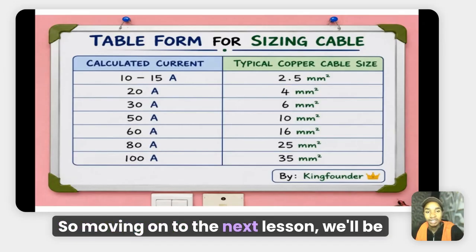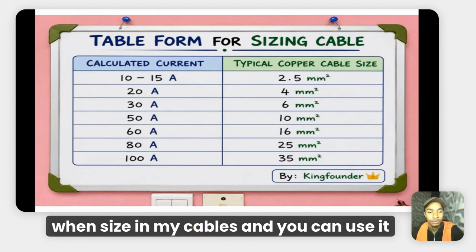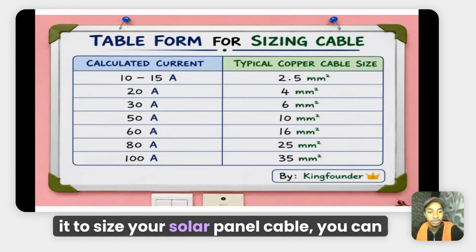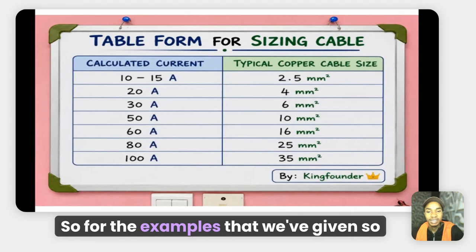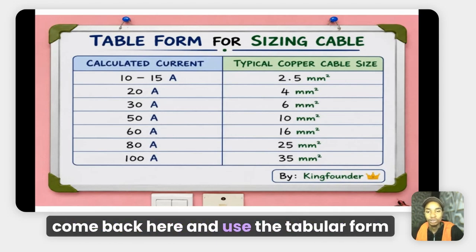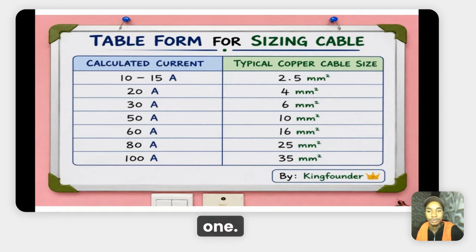So moving on to the next lesson, we'll be looking at the same table form that I use when sizing my cables. And you can use this to size your inverter cable. You can use this to size your solar panel cable. You can use this to size your battery cable. So for the examples that we've given so far, you can go back to them and come back here and use the tabular form to decide which cable suits each one.